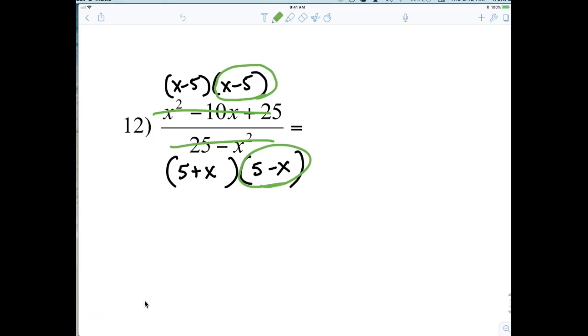So I'm not sure what you're asking me. What do you have? Like, what was the final answer? I wrote the final answer. Negative 1, x minus 5 over 5 plus x. Right? Can you reduce x minus 5 and 5 plus x? No. You cannot. You can't reduce it to negative 1 either. All right? Good questions. Come on now. Hopefully you're listening.